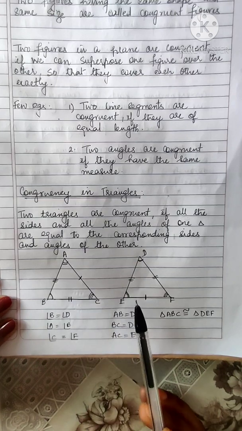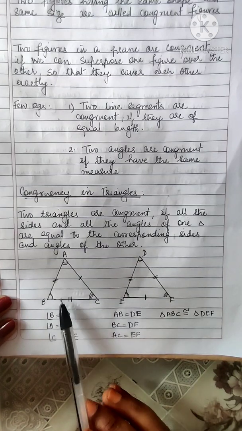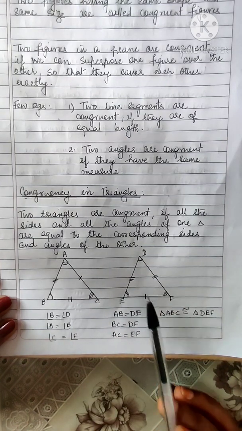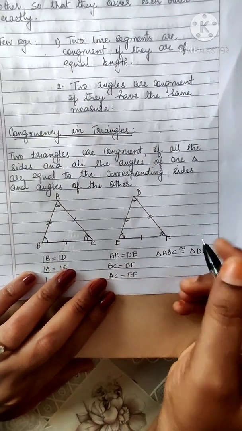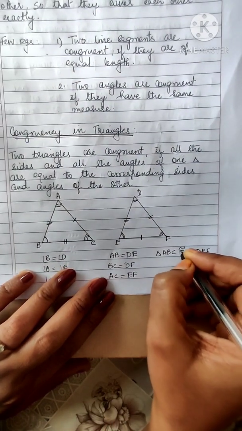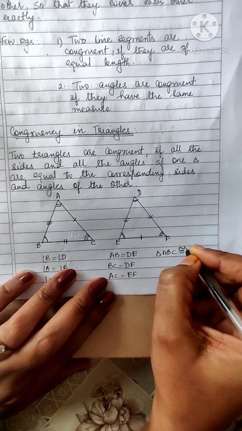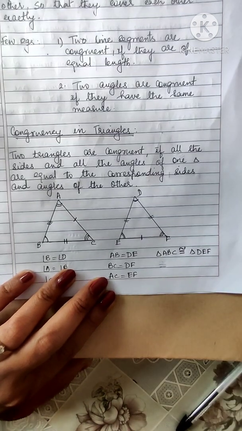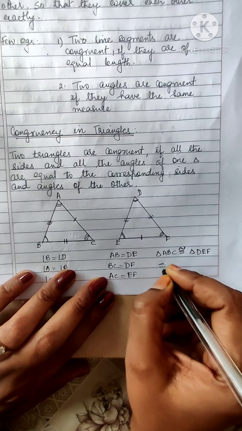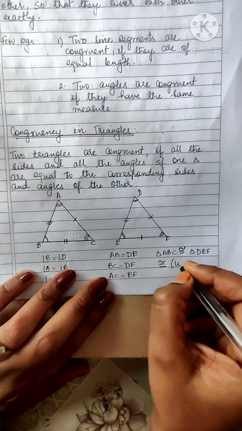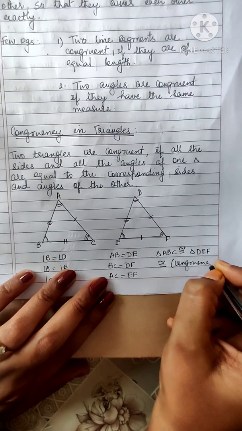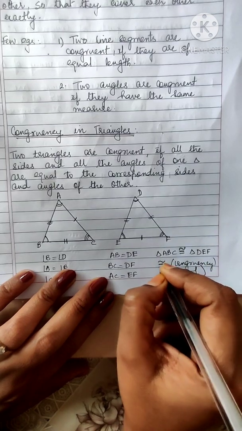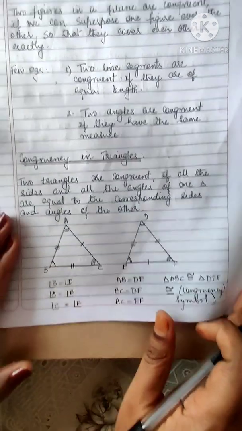So here 3 angles and 3 sides are equal. Therefore triangle ABC will be congruent to triangle DEF. Now if you have observed, this is that is equal to and similar. So this symbol is the symbol for congruency. This is the congruency symbol. Equal and similar.